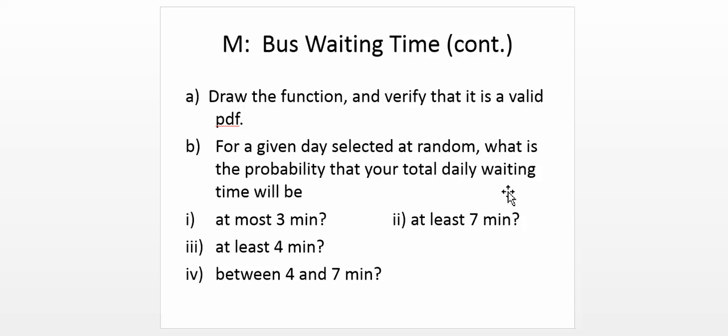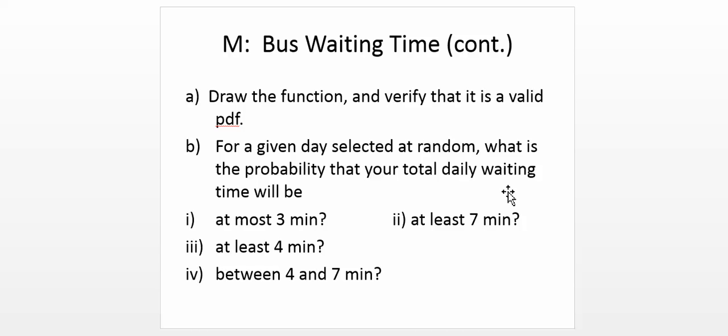The different parts of this problem are: first, A, draw the function and verify that it is a valid PDF. Well, you already saw it drawn on the previous slide, but we'll go through the steps and make sure it's valid. And then B, for any day selected at random, what is the probability your total waiting time will be at most 3 minutes, at least 7 minutes, at least 4 minutes, between 4 and 7 minutes. We're going to solve this next.